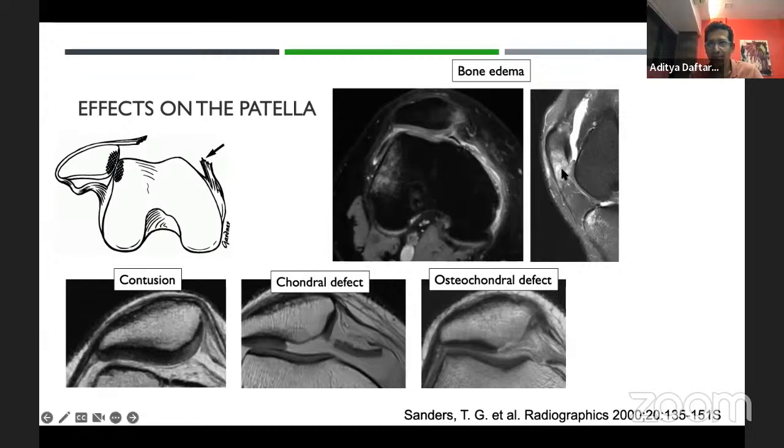This tends to happen at the inferior aspect. So you can see that the bone edema is more inferior here. And then sometimes you'll also see a little bit of tibial bone marrow edema. Now, what happens on the cartilage side? You can either see a contusion.